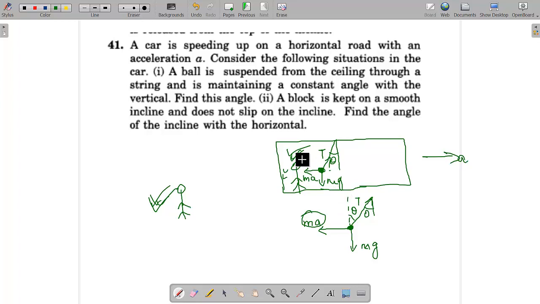Let's say there is a person sitting inside the car itself, and he is observing the ball suspended. Since it is suspended and since he is already sitting in a non-inertial frame, he has to apply a pseudo force. So all these forces should cancel out, right? Because the ball is not moving with respect to this person. So the force in this direction is T cos theta. Understood? And in this direction it is T sin theta.